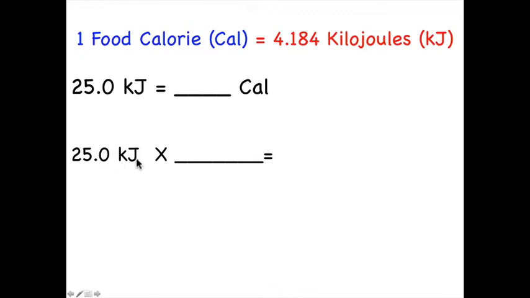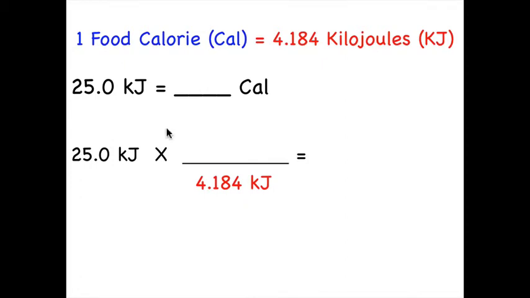Now the idea is I want to get rid of kilojoules, and I want to replace it and end up with calories. So to do that in a fraction, where would I put kilojoules? Would I put it on the top or on the bottom? Mathematically, I have to put the kilojoules on the bottom so that they will cancel each other out. So I'm taking the kilojoules from the equivalent statement and I'm putting it on the bottom of this fraction. This fraction is called a conversion factor. That way my kilojoules are going to cancel out.